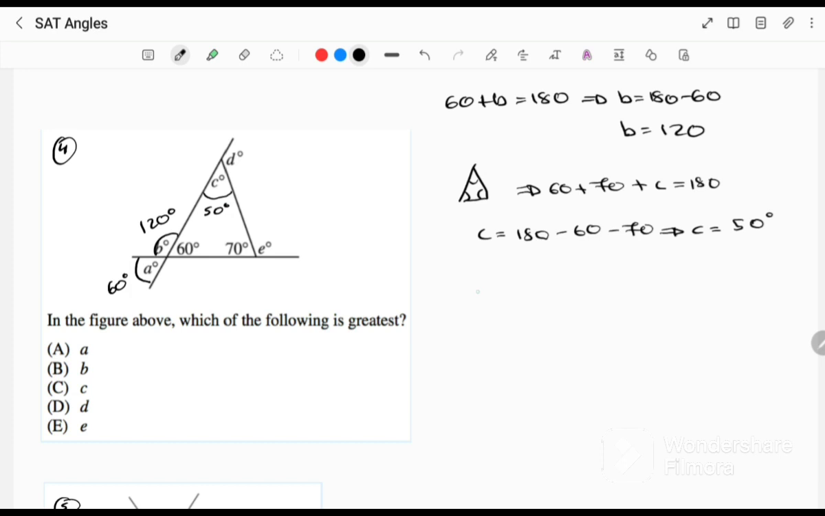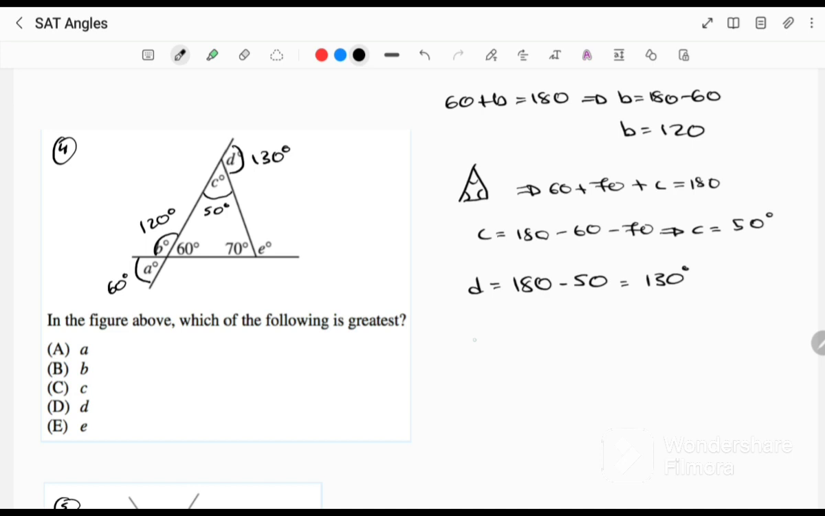And C and D are on one line, so D is going to equal 180 minus 50, because again, C plus D is 180, and we know C is 50, so we'll move it to the other side. And that is how we get D is equal to 180 minus 50, and D is going to be 130.